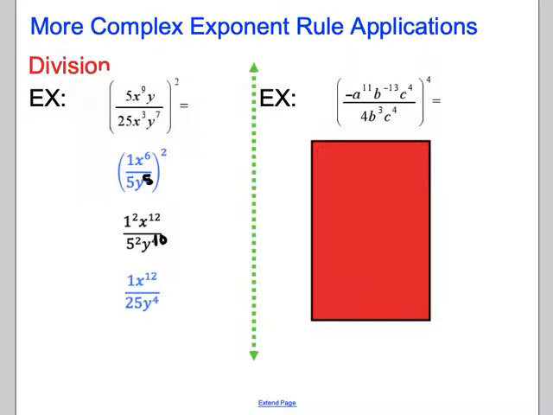1 squared is 1, so that becomes 1x to the 12th, or just x to the 12th. 5 squared is 25, and then we have y to the 10th.